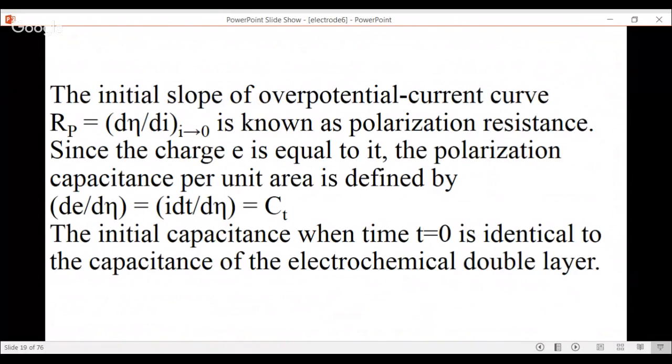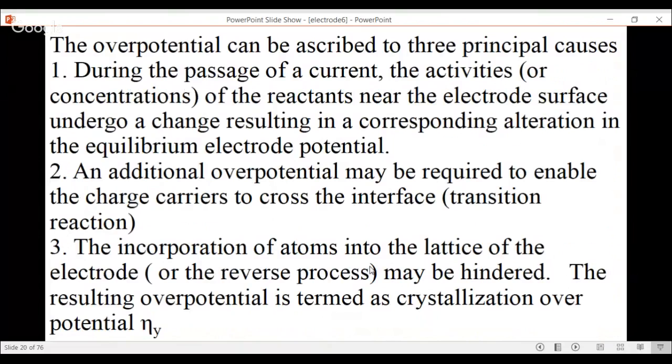Since the charge is equal to the capacitance times potential, the polarization capacitance per unit area is defined by this. So that is the initial capacitance when t is equal to 0, which is identical to the capacitance of the electrochemical double layer. We'll show you a picture in a minute. The overpotentials can be ascribed to three principal causes. I have only put three of them. There are many more, but we are not talking about them.